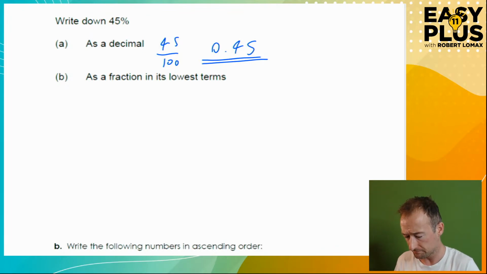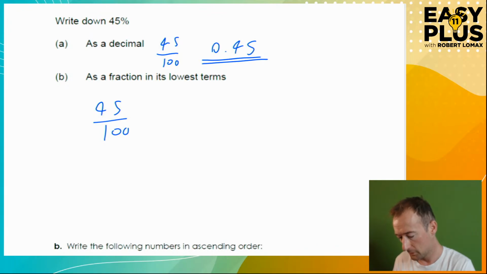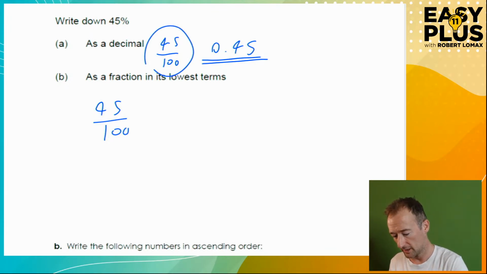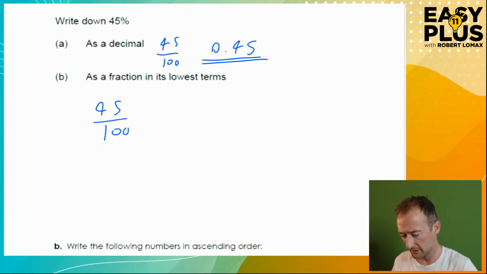As a fraction in its lowest terms, well, we've already written it as a fraction, 45 out of 100. But in its lowest terms, of course, means that we need to cancel. And by the way, it's always a really good starting point with percentages to think that a percent sign means out of 100, and to write it out in this way at the start of whatever working you need to do with percentages until you're really comfortable with what they mean.